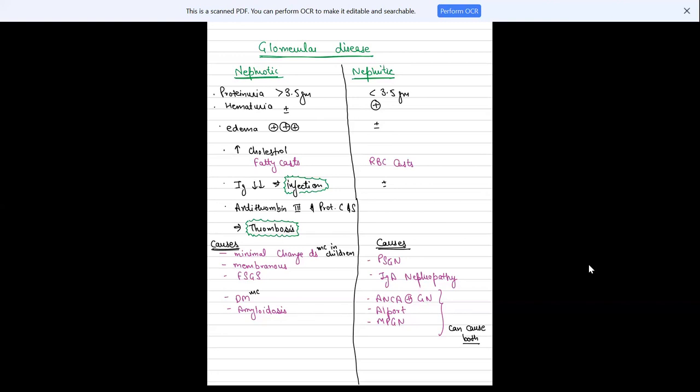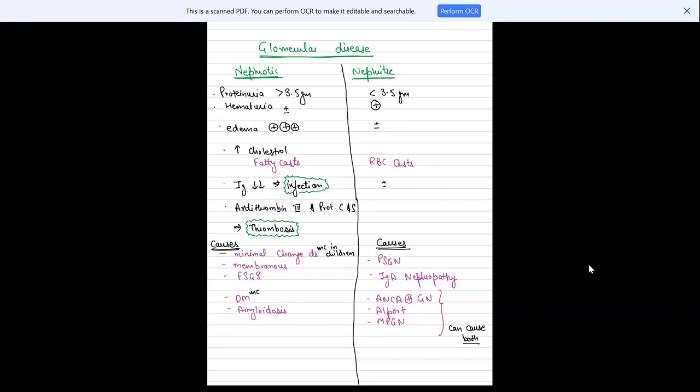So it's most common in adults. The other cause is amyloidosis, in which there is protein deposition in the kidneys and different organs, leading to nephrotic range proteinuria. In nephritic, there are causes like post-streptococcal glomerulonephritis and IgA nephropathy. IgA nephropathy is very common, and we'll discuss it in the further slides as well.